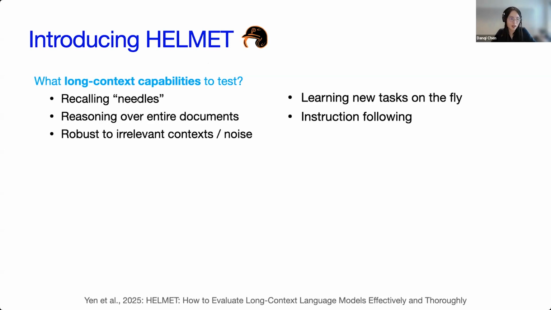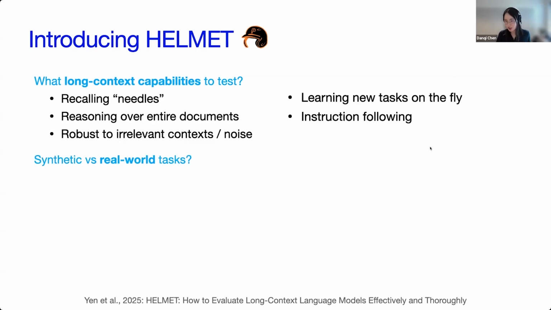This includes recalling needles, that's basically needle in a haystack. We want to identify the relevant information from the long context. We care about the models being able to reason over a very long document. And we want to make sure that the model is robust to irrelevant context or noise. We also want to ensure that the models can learn new tasks from the context itself, to learn new tasks on the fly. And then finally, we care about the model's instruction following ability.